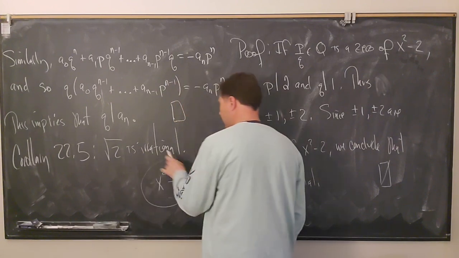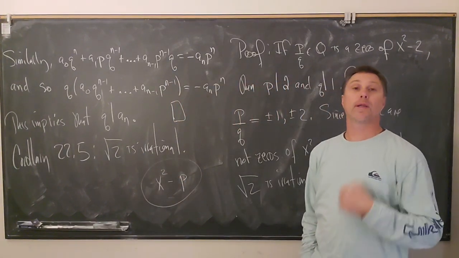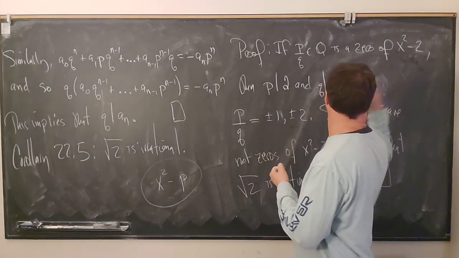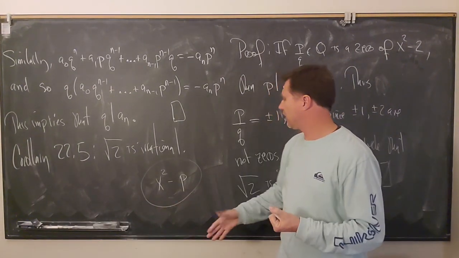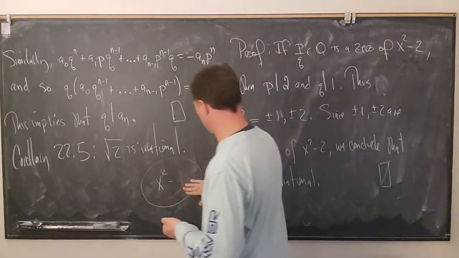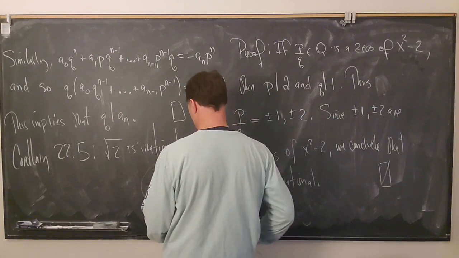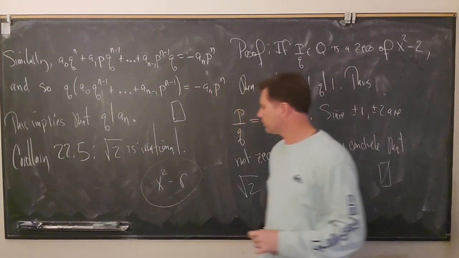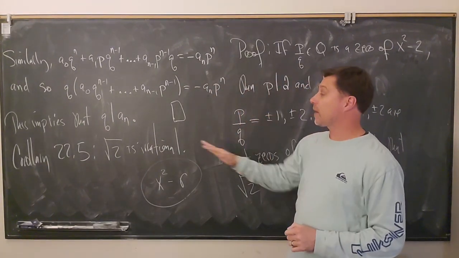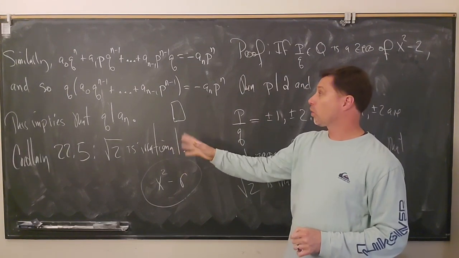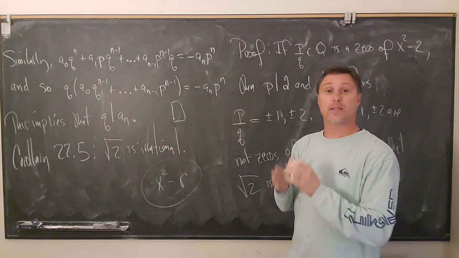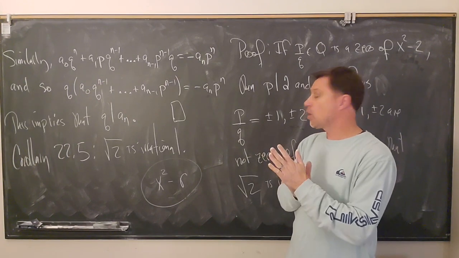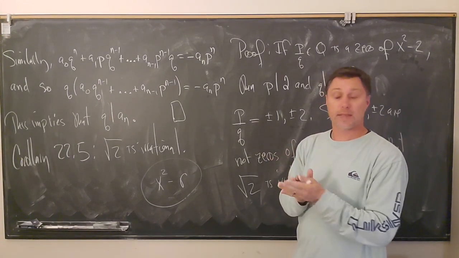To show that the square root of any prime number is irrational, we can just replace x squared minus 2 with x squared minus p, where p is a prime number. The nice thing about this corollary of the rational root test is that it's easy to show that the square root of any prime number is an irrational number.